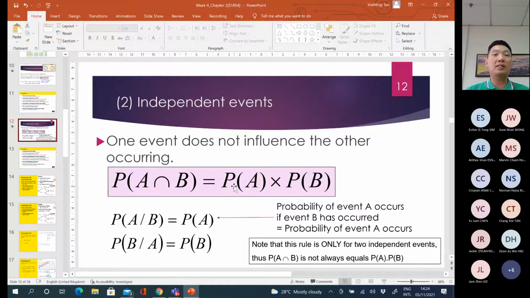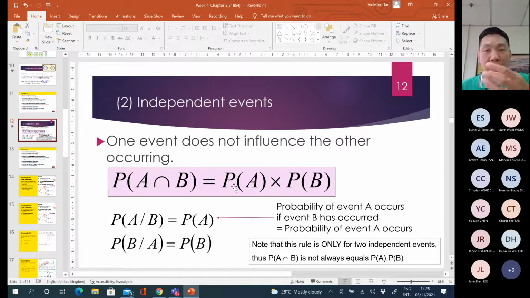All right. So what are the examples of independent events? An example would be throwing one coin and throwing one dice. These two are independent events. Or throwing two coins or throwing two dice. Or choosing two balls one by one with replacement. This type of question is also considered as independent events.